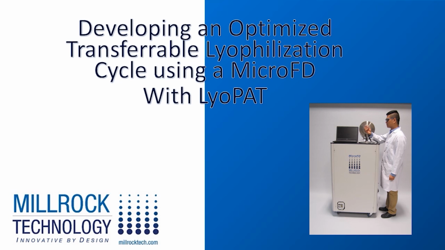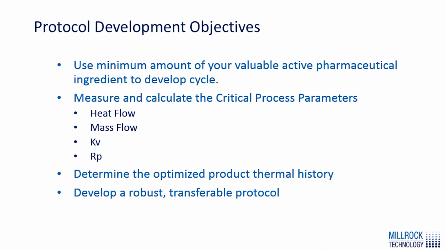So the topic of today's webinar is going to be developing an optimized transferable lyophilization cycle using a MicroFD with LyoPat. A couple objectives when we're looking at developing a new freeze drying cycle or optimizing an existing one is that we want to be able to do this using a minimum amount of valuable active pharmaceutical ingredient or protein product when we're developing this cycle. What we need to do throughout this cycle is we need to measure and calculate our critical process parameters, such as our heat and mass flow, our Kv, vial heat transfer coefficient, and our product cake resistance, Rp. By determining these critical process parameters, we can develop an optimized product thermal history and use this to develop a robust transferable protocol.